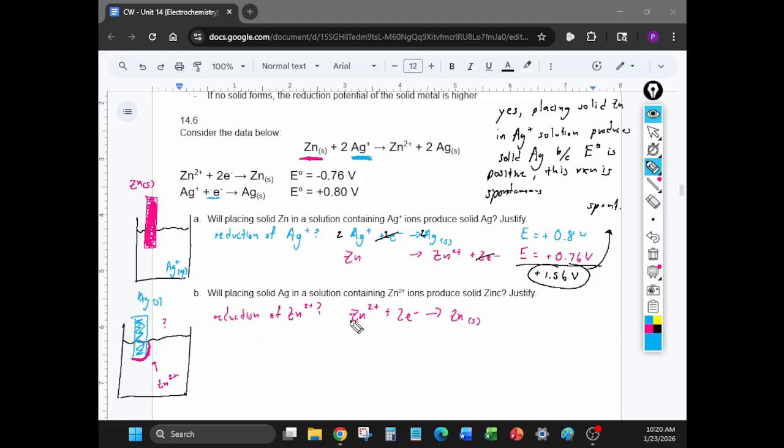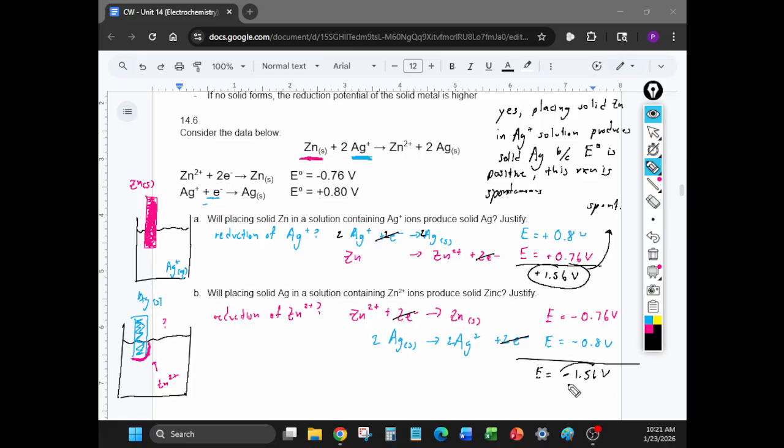Now, if zinc is being reduced in this situation, that means that Ag needs to be oxidized. So we've got to flip it to Ag solid, forming Ag plus and e minus. We're going to balance that out, so 2 and 2, so that these cancel. Now, for the reduction of zinc, we already have the electrical potential right here: negative 0.76 volts. Ag is being oxidized, so we're going to flip this because we flipped the reaction. So this is going to be negative 0.8 volts. And if you look at the electrical potential this time, now it is negative 1.56.